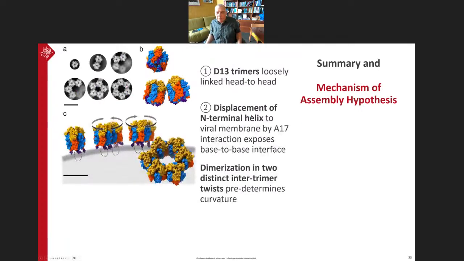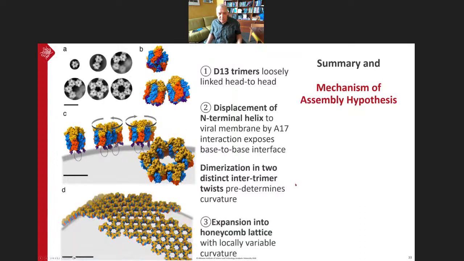And then the displacement of the N-terminal helix of D13 to the viral membrane by A17 initiates the assembly by exposing the base-to-base interface. Then, first, two trimers get together, and the twist between these trimers determines the local curvature. And this finally expands into the honeycomb-like lattice.